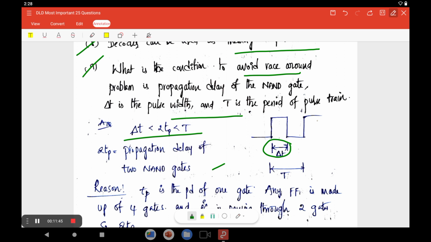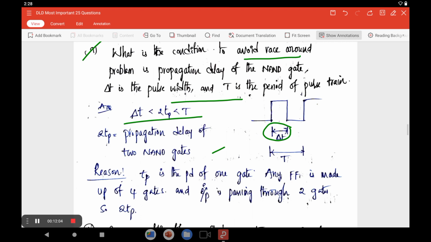So this is a condition for avoiding the race around condition. The reason is that tp is the propagation delay of one gate, and the flip-flop is made up of four gates. The input is passing through two gates, therefore we need to take 2 tp. That is very important, guys. Okay, let us move on to the next one.